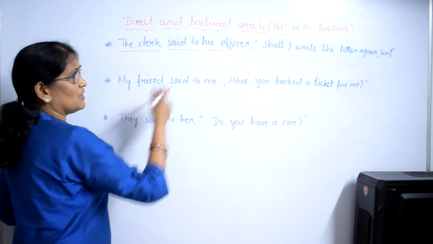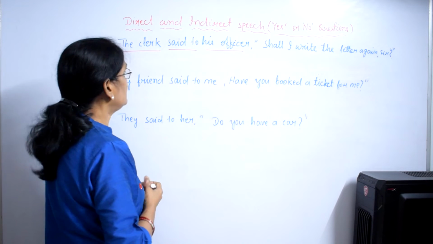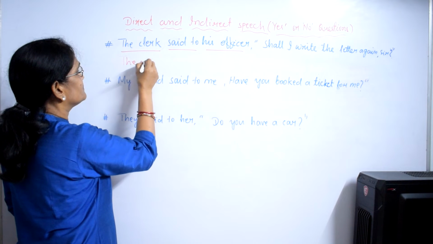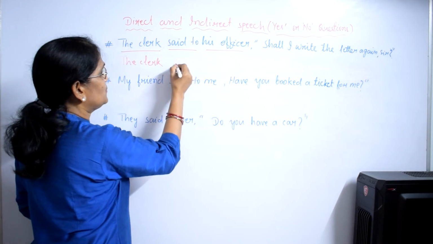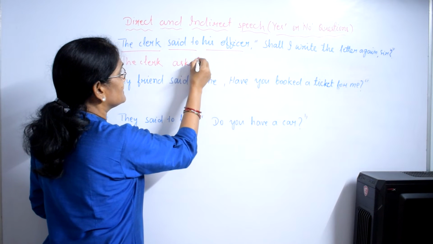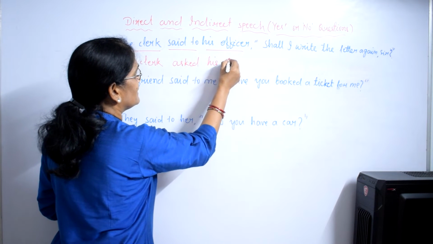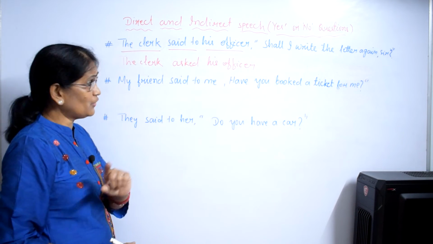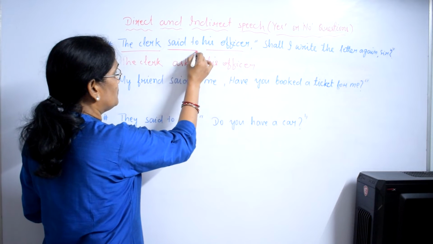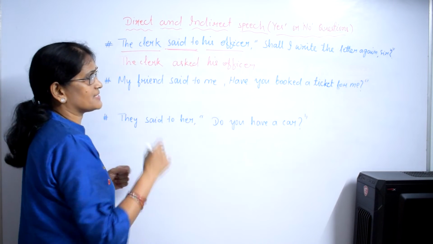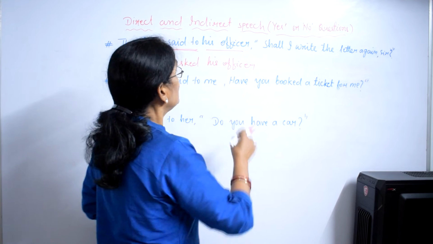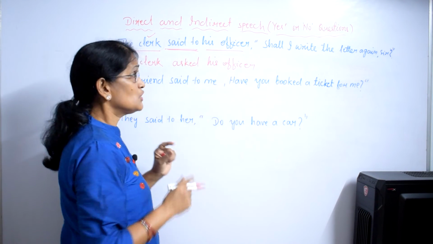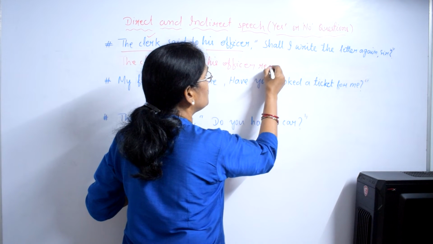The clerk said to his officer, shall I write the letter again, sir? This is the speaker, the clerk. So the clerk, said to becomes asked, his officer. Don't make the mistake of writing to. Don't write it. Okay? Only asked. For said to, we have to add asked. So here one clerk is asking his officer. Right? So we have to add here respectfully.